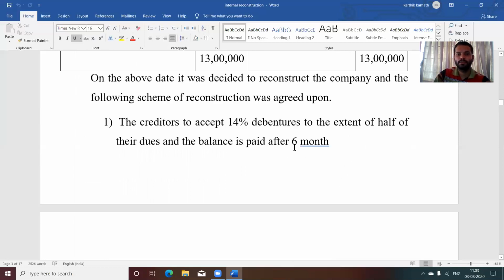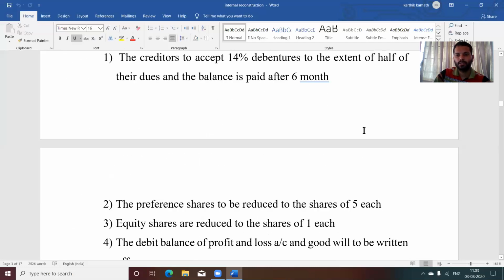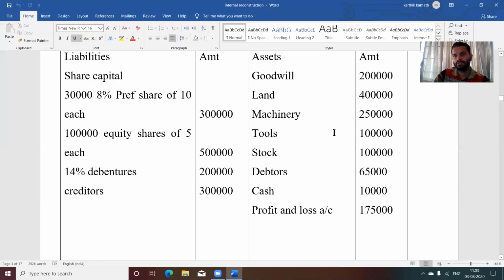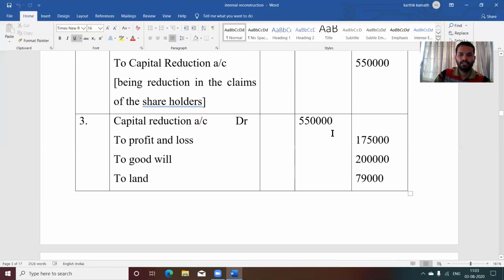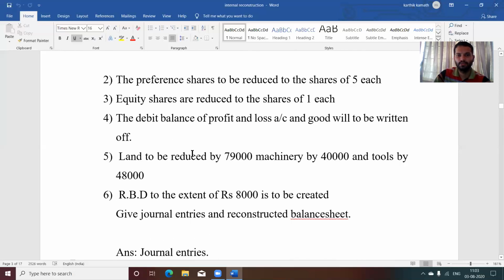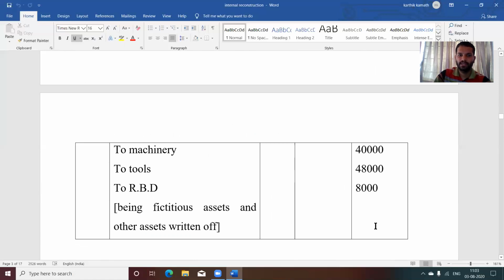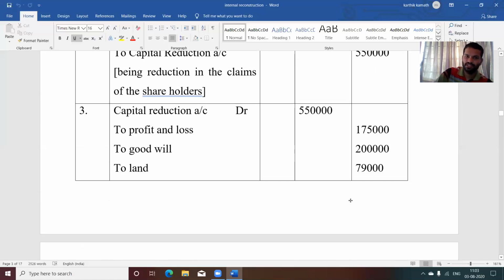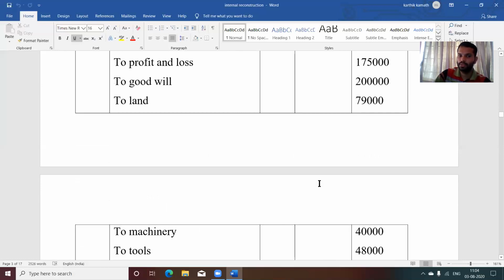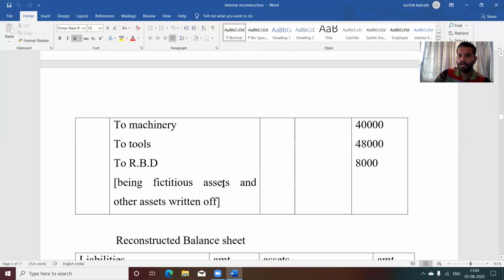Then what else is written off? P&L and goodwill. See, goodwill is 2 lakh. That is also given in the question. So 2 lakh is written off. Then land: depreciate land by 79,000. Again, that is also mentioned. Machinery by 40,000, tools by 48,000. Then RBD is to be created, that is 8,000. So the last journal entry: capital reduction account debit, credit balance, to profit and loss account, to goodwill, to land, to machinery, to tools, and to RBD.